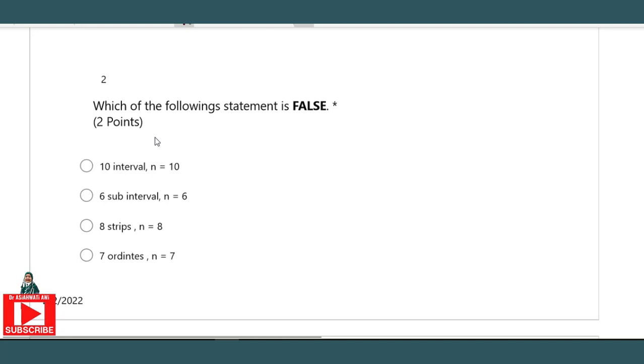Number 2, which of the following statements is false? For interval n, when interval n equals 10, correct. 6 sub-intervals, n equals 6, correct. 8 steps means n equals 8, correct. 7 ordinates shows that n equals not 7. This is false.